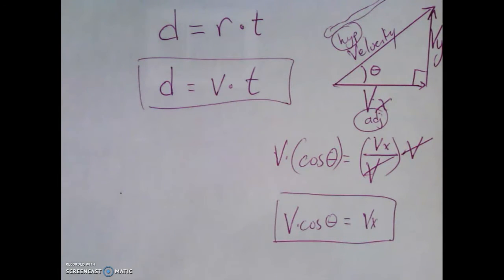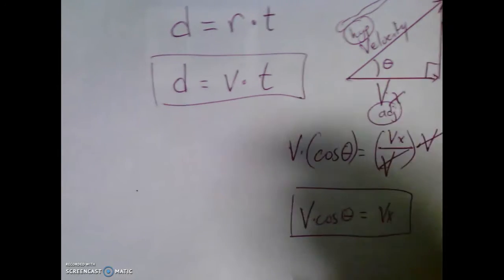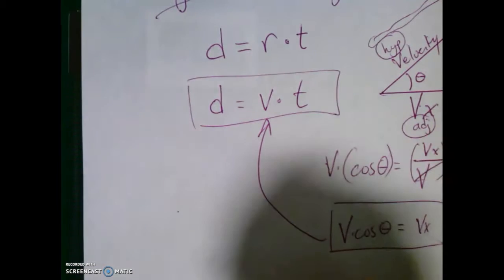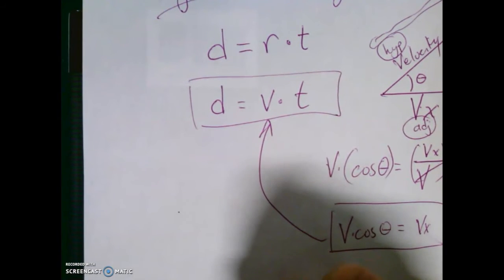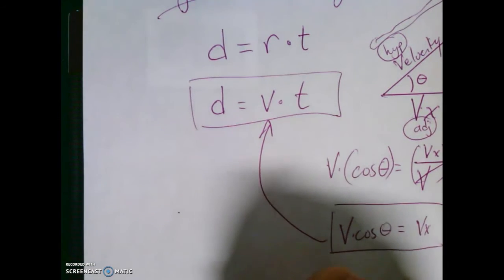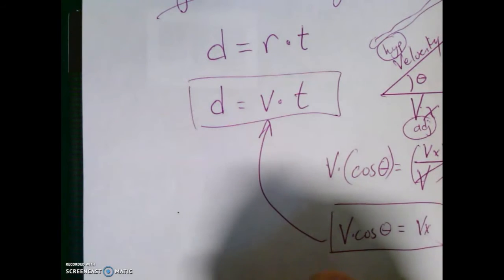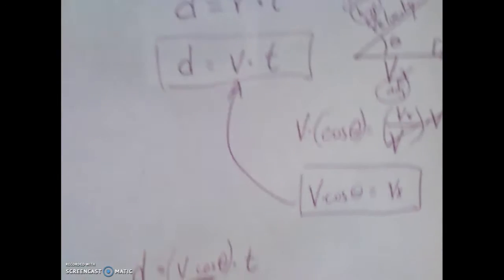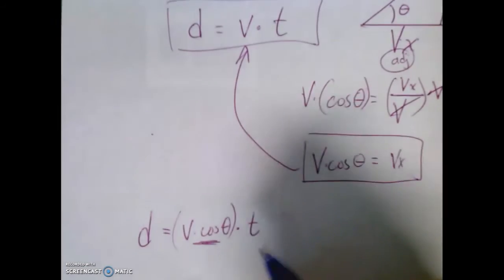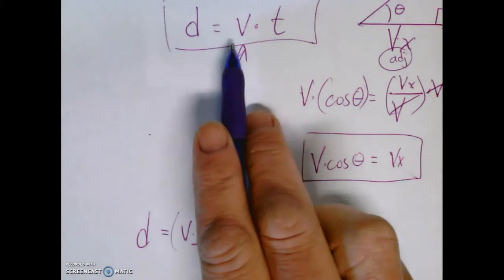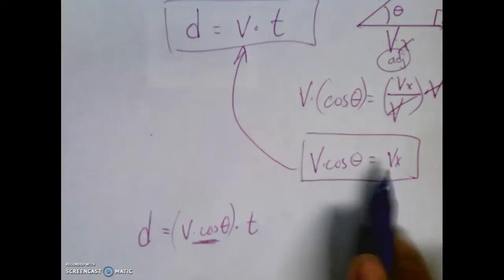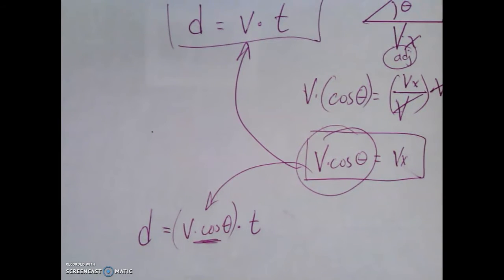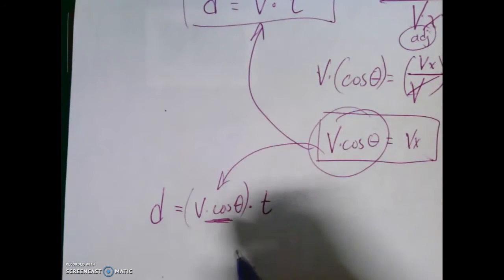So how far do we expect our rubber band to go? Well, if we plug it in here, we can say the distance would be equal to V times cosine theta times t. Instead of d equals v times t, where we have velocity, we have just the velocity in the x direction, and it's that. Now, this may look bad, but take a look.